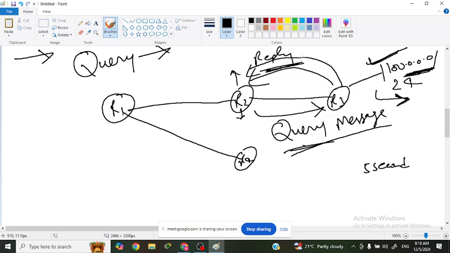The definition is: if a router is getting a prefix from its neighbor and suddenly that prefix goes down, the router will send a query message to its neighbor, saying that previously I was getting this prefix from your side, right now I am not getting this prefix, what is the reason? This message will be called the query, and whatever reply the neighbor router gives will be called the reply message.